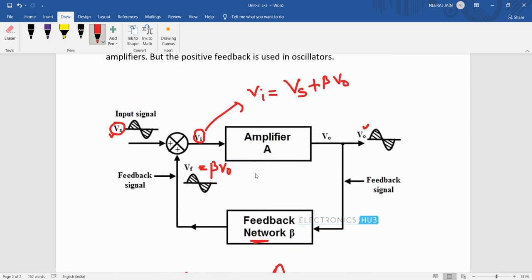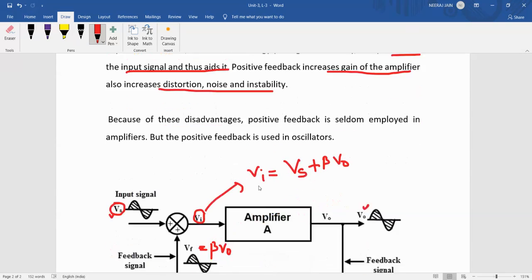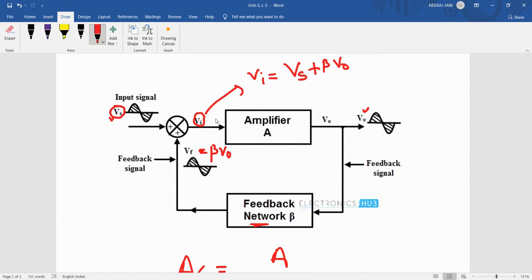So we study that positive feedback increases the gain of the amplifier, एम्पलीफायर के gain को बढ़ा देते हैं, and increases distortion, noise and instability, इन सबको ये increase कर देते हैं. So that principle is utilized basically in the oscillators.